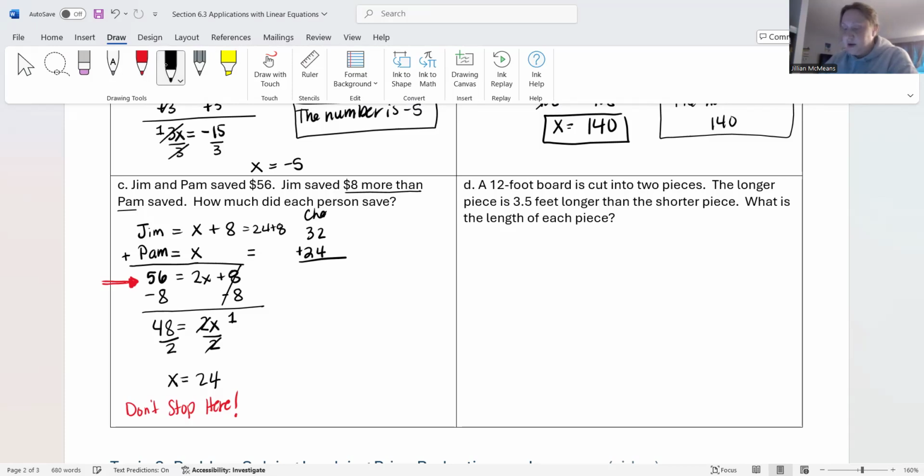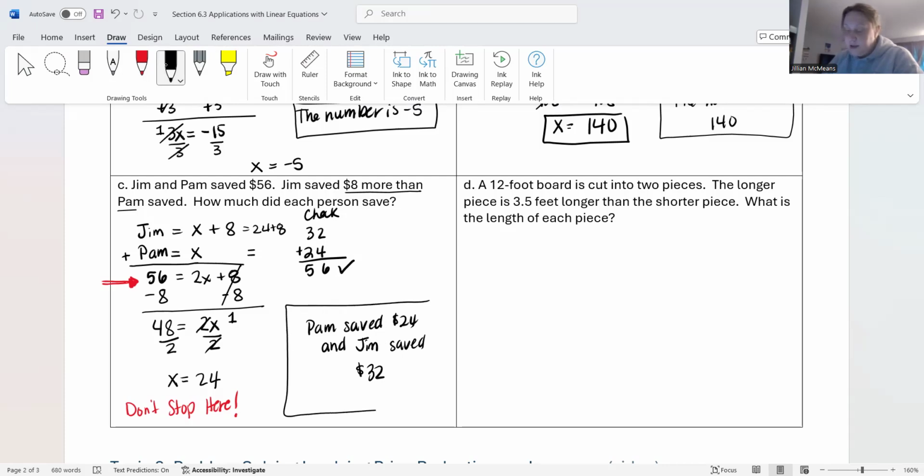And then let's just check this. This is kind of like our check column. All right. If Jim saved 32 and Pam saved 24, how much did they save together? Well, 2 plus 4 is 6. 3 plus 2 is 5. Hot dog, y'all. We were able to get it to check out to $56. So now we can say officially, Pam saved $24 and Jimothy saved $32. And that's it.